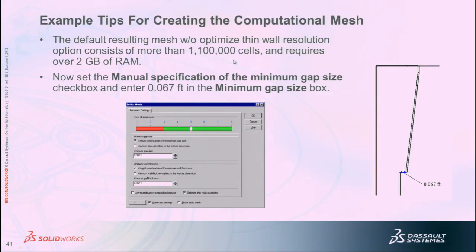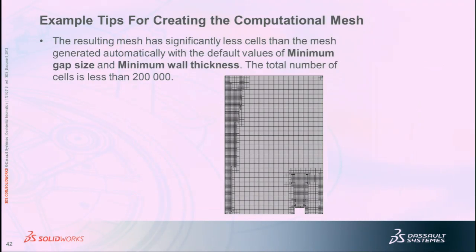So when the user first tried to run this model using the default settings, just like we recommended, they got 1.1 million cells, which was way over back 8 years ago. You couldn't even run it on a 32-bit machine. So what we did with this model is we set the manual specification of minimum gap size to 0.067, which happens to be the gap size between the baffle walls, the smallest point between there. So we ignored the small gap of the ejector, which was 0.0044 feet. And what that did was it actually reduced the mesh count to 200,000 just by that one little change. Okay, so we ignored the ejector.